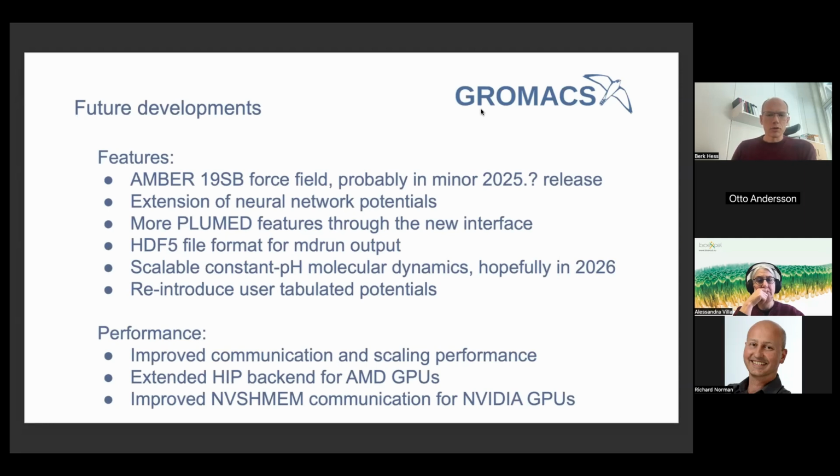Then performance improvements. We're working on improved communication and scaling performance. So several things are planned or underway there. We need to see what we'll get into the next release, but we expect improvements. As mentioned, an extended HIP backend for AMD GPUs and improved NVSHMEM communication for NVIDIA GPUs. So those are the things we're currently working on that hopefully make it into the next release, or at least partially. But there will probably be more things coming into the new release from other people contributing as well.